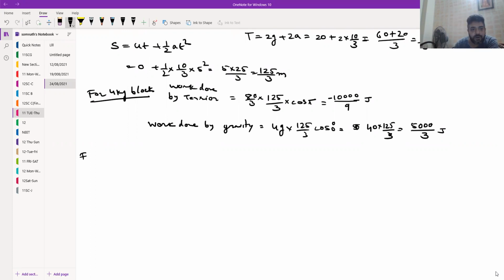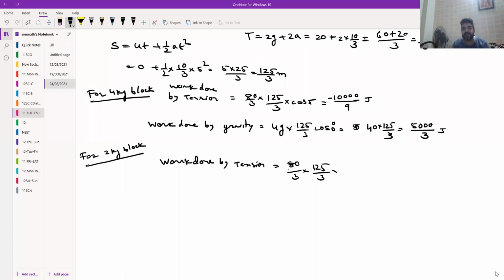For the 2 kg block, work done by tension. See, 2 kg block is moving upward and the tension is also applied upward. So we can write directly 80 by 3, 125 by 3 into cos 0, that is 10,000 by 9 joule positive.